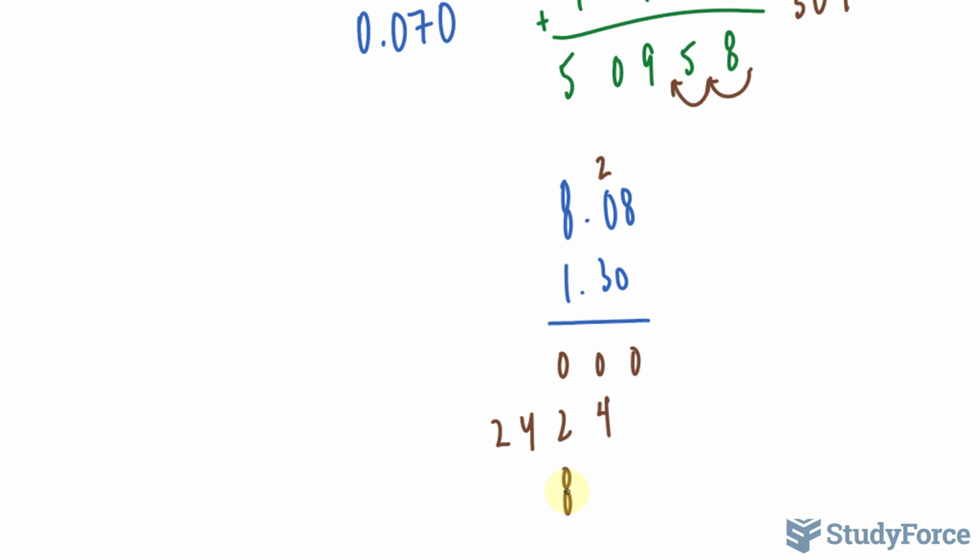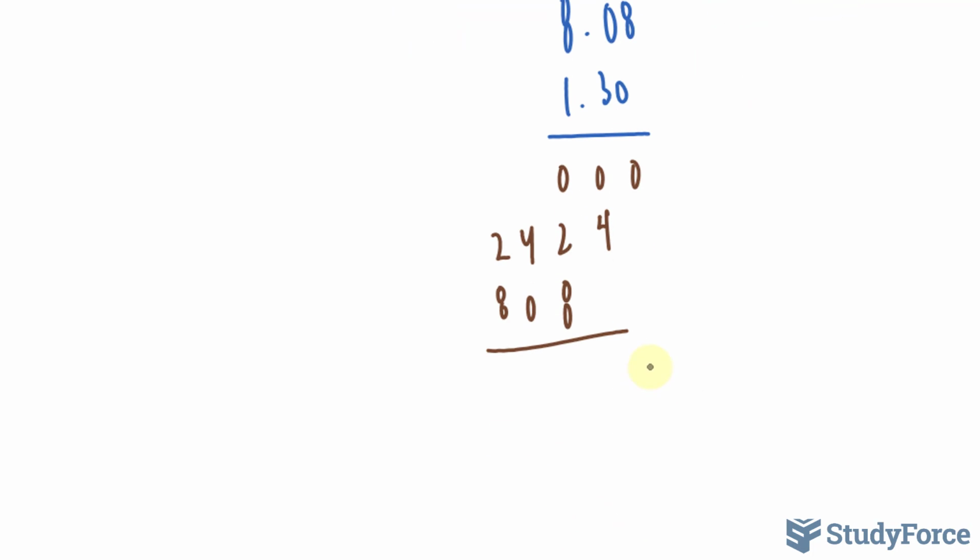1 times 8 is 8. 1 times 0 is 0. And 1 times 8 is 8. Let's add these up. 0, 4, 10, plus 1, that's a 5, and 10.